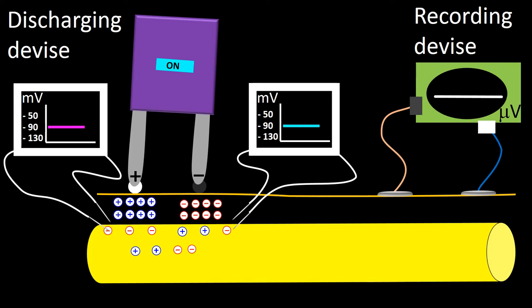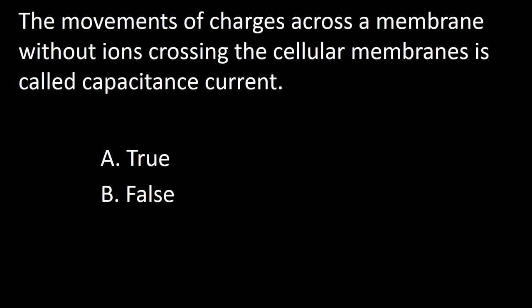Once the stimulator is turned on, the excess of negative anions in the outer membrane below the cathode will produce a capacitant current across the cellular membrane, leading to an increased positivity. A similar but polarity different reaction will occur under the anode. Ultimately, the inner membrane under the cathode will be driven towards its depolarization threshold, and the membrane under the anode will become hyperpolarized. The change in voltage without movement of ions across the membrane is called capacitance current. So the answer to this question is true.